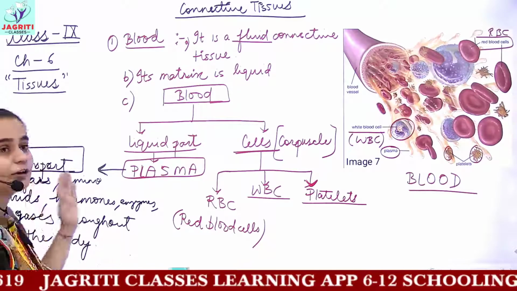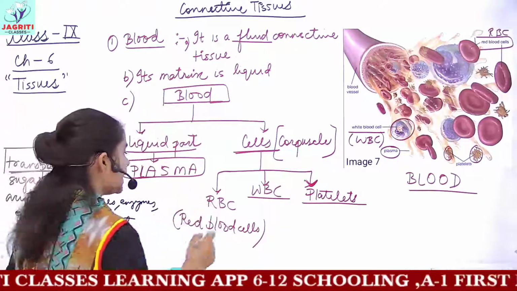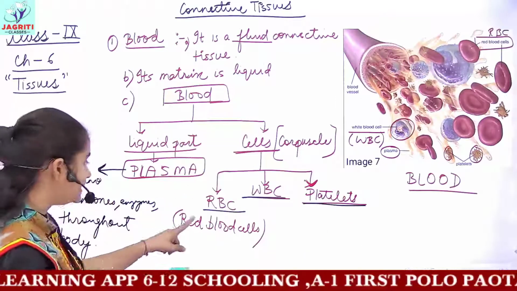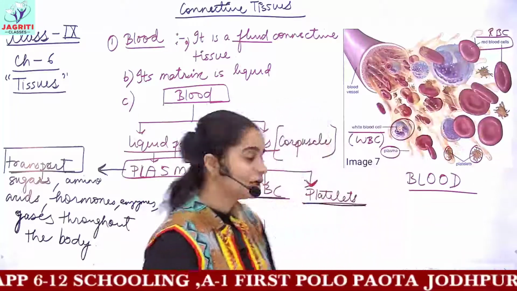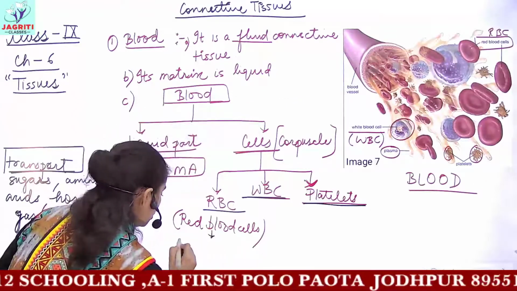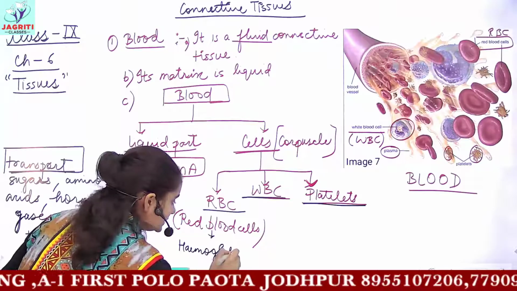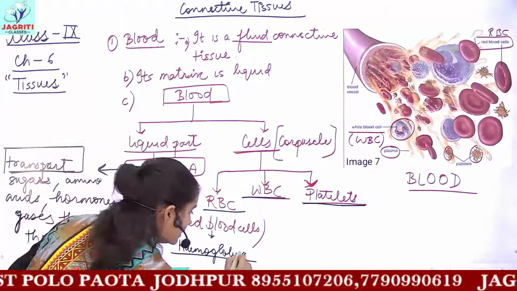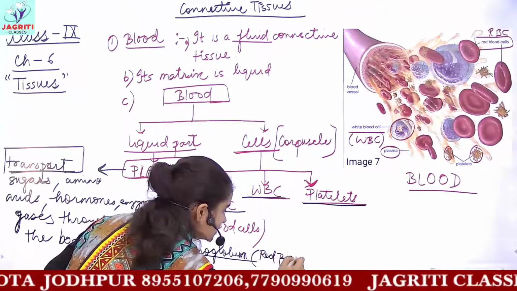Now this is the function of your plasma, that is the liquid content. Now you know what the functions of RBC, WBC and platelets are. RBC are called red blood cells. Why are they appearing red in color? Because they contain hemoglobin pigment. RBC appear red in color because they contain hemoglobin, and hemoglobin is your red colored pigment.